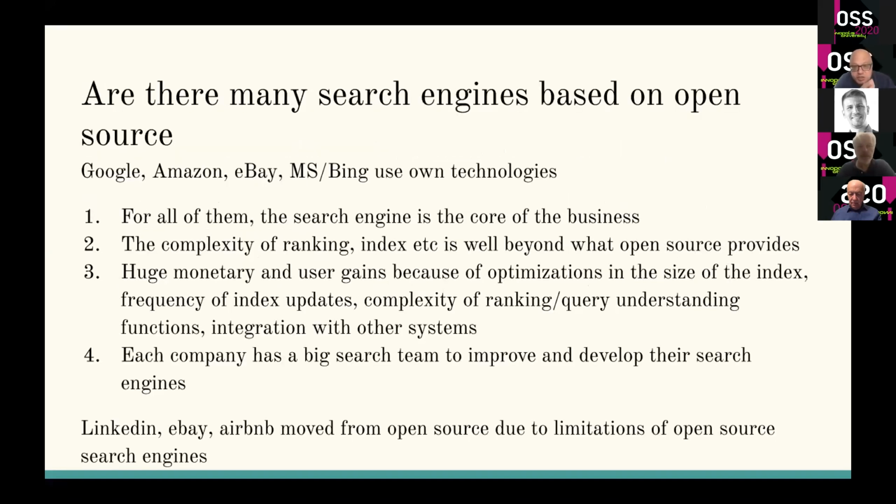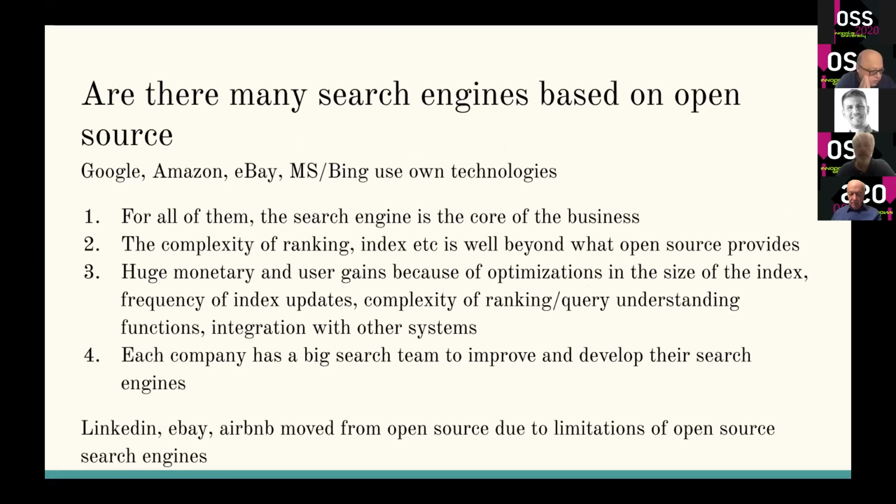So are there many search engines based on open source? Google, Amazon, eBay, Microsoft, being kind of big search engines, and Yandex you can put here, use their own proprietary technologies. And why don't they use open source, right? First of all, the search engine is the core of their business, and they have big teams to work on this and improve it. The complexity of ranking and indexing is well beyond what open source provides.